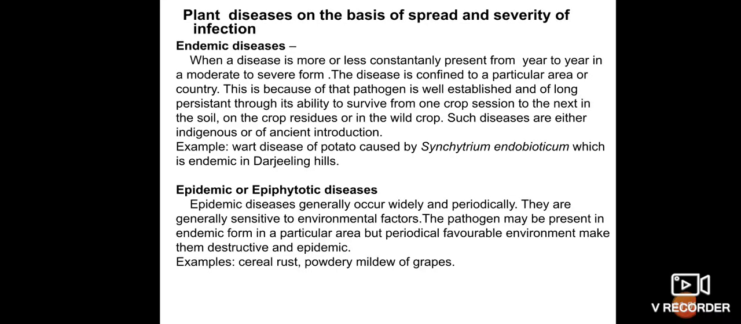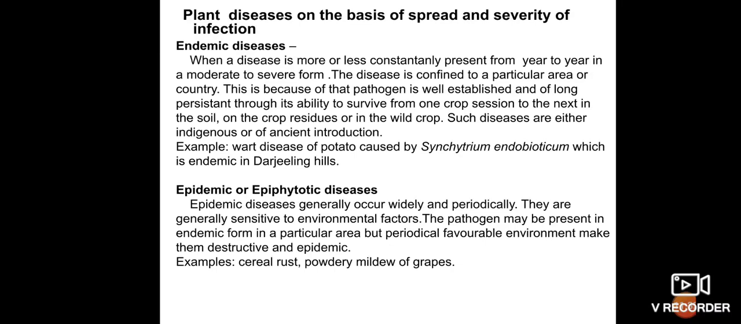There are classifications of plant diseases on the basis of spread and severity of the infection. These are endemic, epidemic, sporadic, and pandemic. Endemic diseases: when a disease is more or less constantly present from year to year in a moderate to severe form, the disease is confined to a particular area or country.